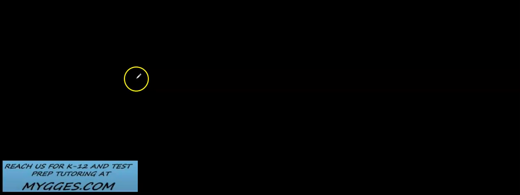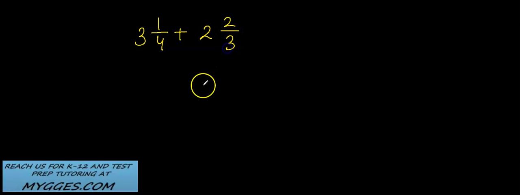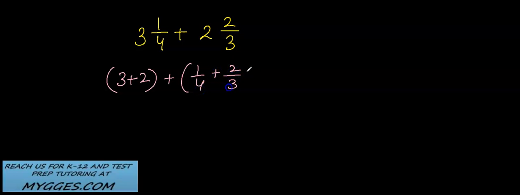Now let's see how we can add mixed fractions with unlike denominators. So say we have the fractions 3 and 1/4 and 2 and 2/3. We will follow the same steps: we group the whole parts together and the fractional parts together and add them. So 3 plus 2 equals 5.